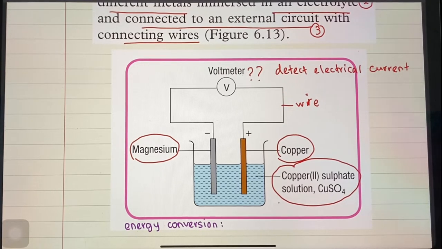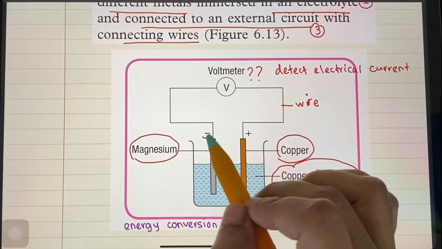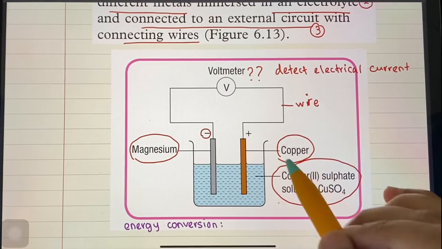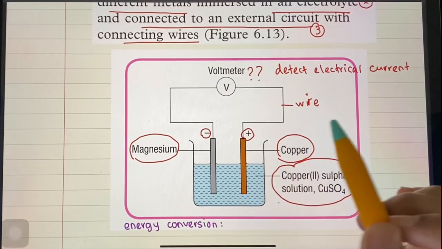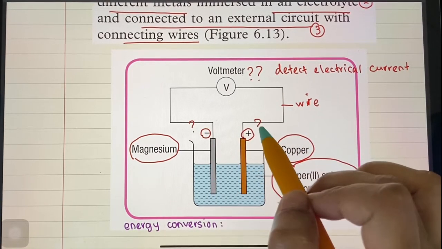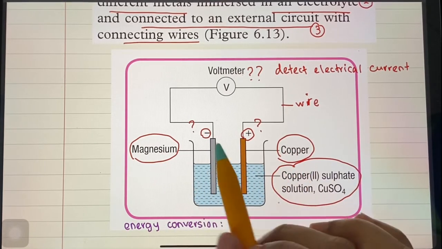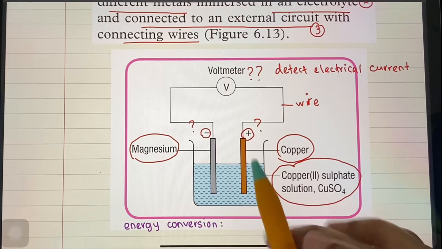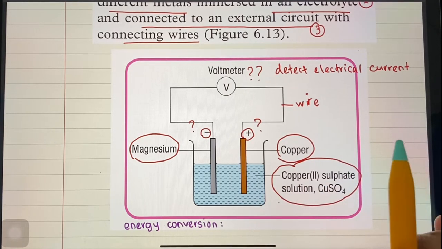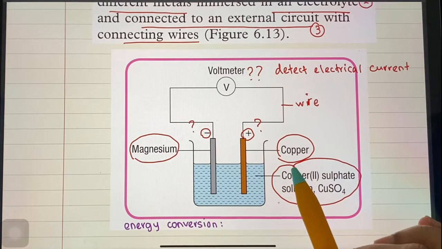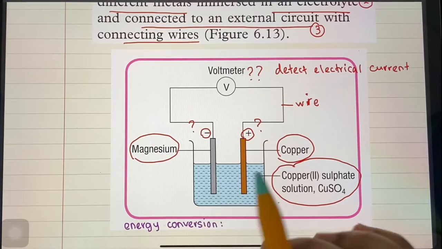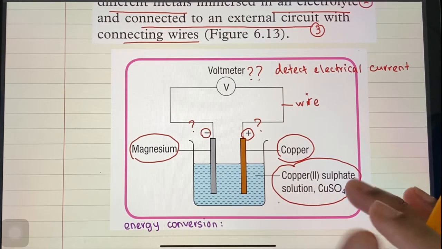And then, as you can see here, we see that magnesium is a negative terminal, while copper is a positive terminal. So, we're going to learn why this happens, how we choose magnesium as negative, copper as positive, not vice versa. Alright, why not copper negative? Why must be magnesium negative terminal? So, we're going to learn in this chapter.